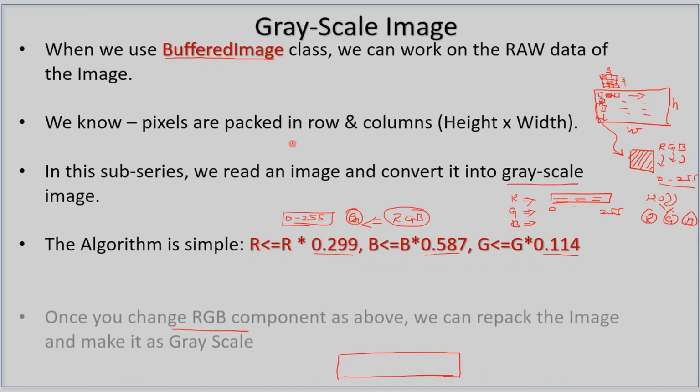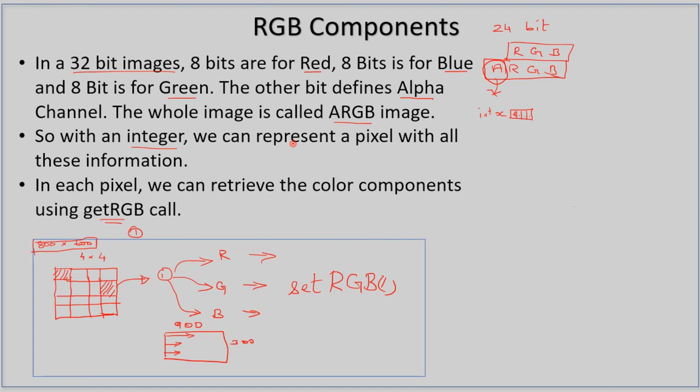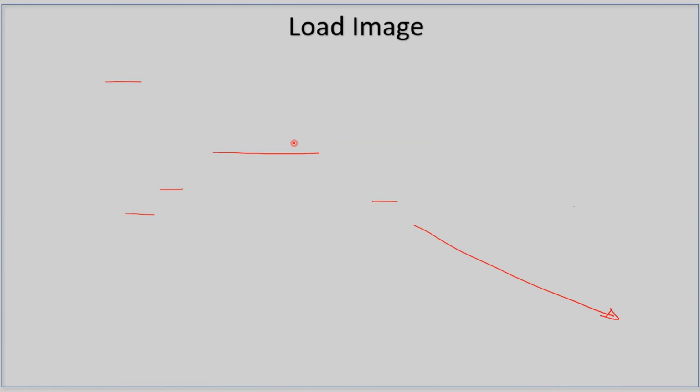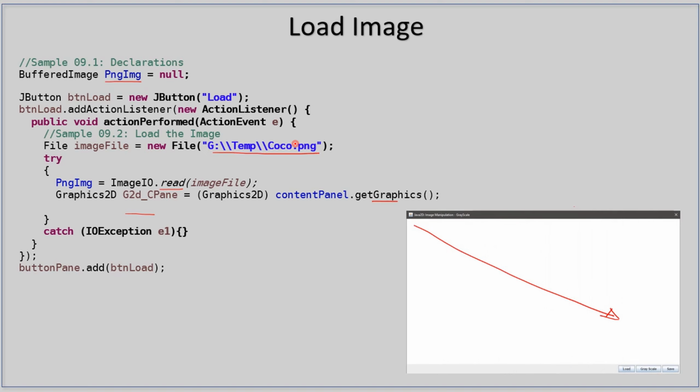So these are all the slide decks from previous videos. In the last video, we wrote the code to load the image. Now we will do the pixel manipulation. This is the actual color image. After loading the image, we store the reference in PNG img.